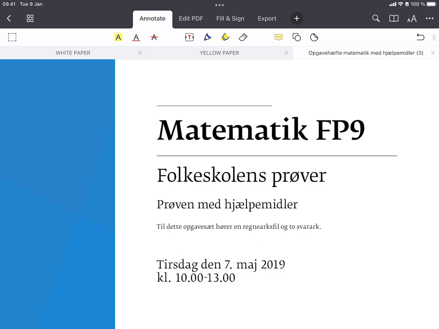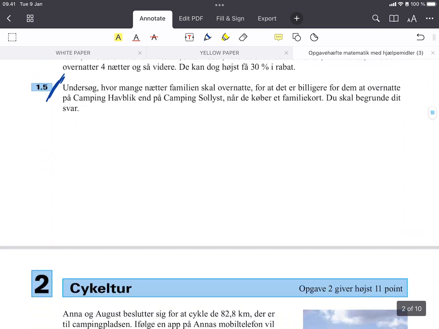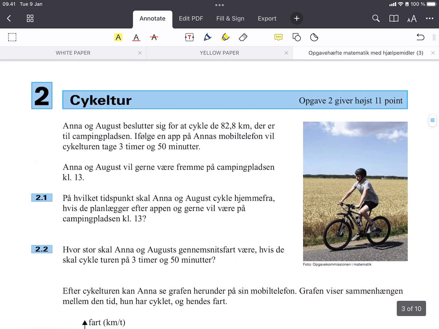Okay, so I'm doing the Danish FP9 Folkeskolens Afgangsprøve from May 2019 in maths, and I'm looking at the longer 3-hour paper. That's the one where you're allowed to have reference books and calculator. So I'm looking at question 2, which is called cycle trip.